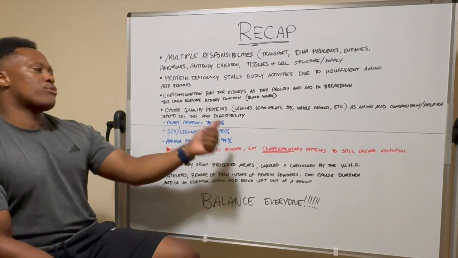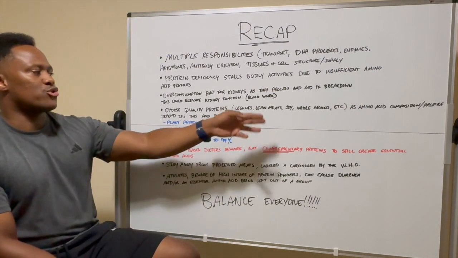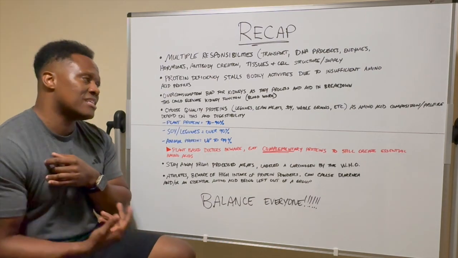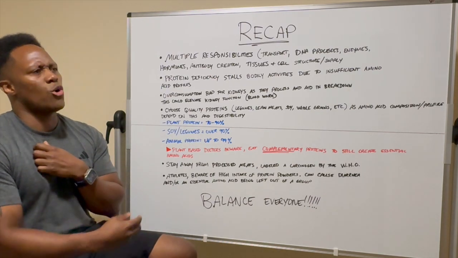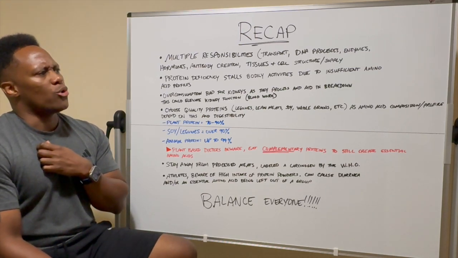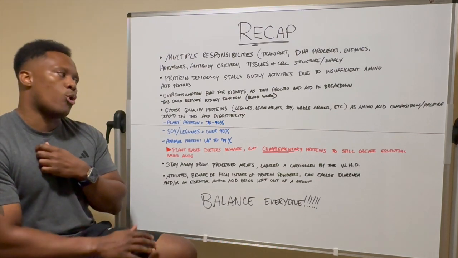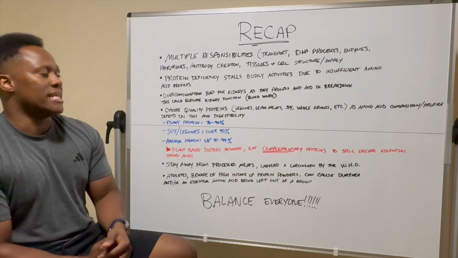Then choose quality proteins. Okay, so here are some of the different sources that you can get proteins from. We have legumes, which are basically beans, right? So black beans, pinto beans. You've got edamame, you have lentils. Those are all legumes. Okay, different types of beans.